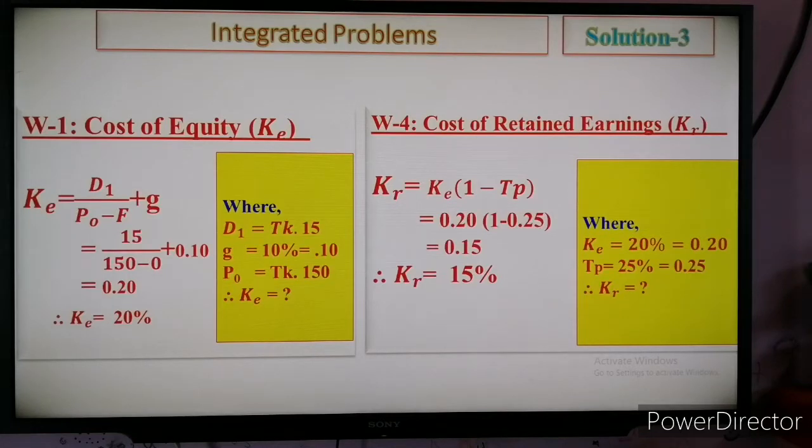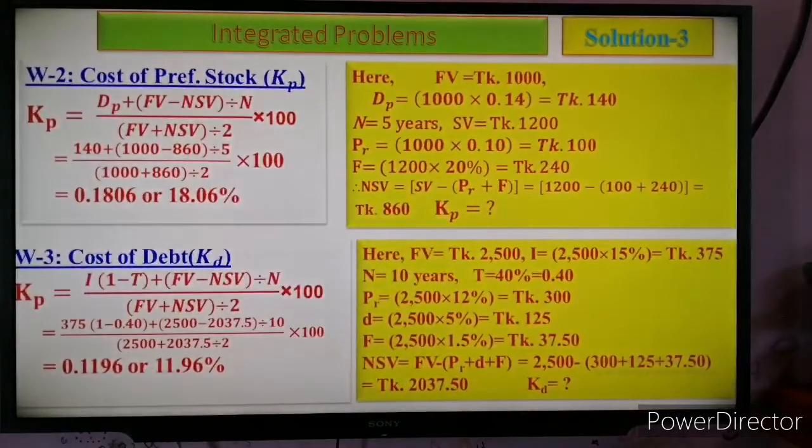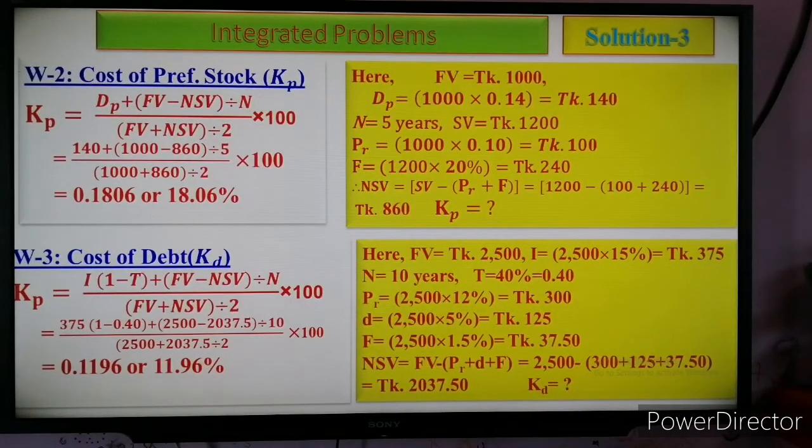So, my dear student, we have found specific cost of capital: cost of equity 20%, cost of retained earning 15%, cost of perpetual preferred stock, renewable preferred stock 18.06%, and finally cost of debenture 11.96%. Let's see the next slide. When you have found the individual cost or specific cost, then you can go for the WACC or overall cost of capital.